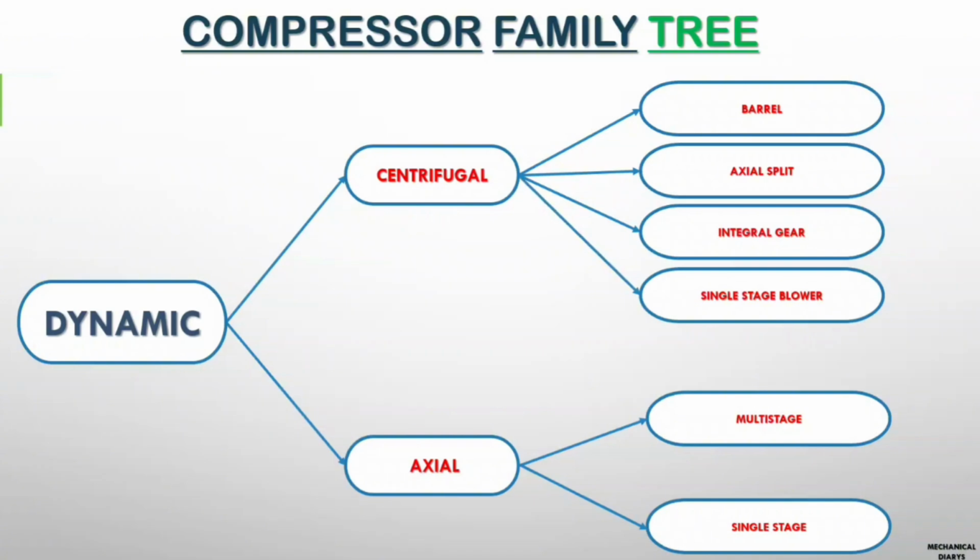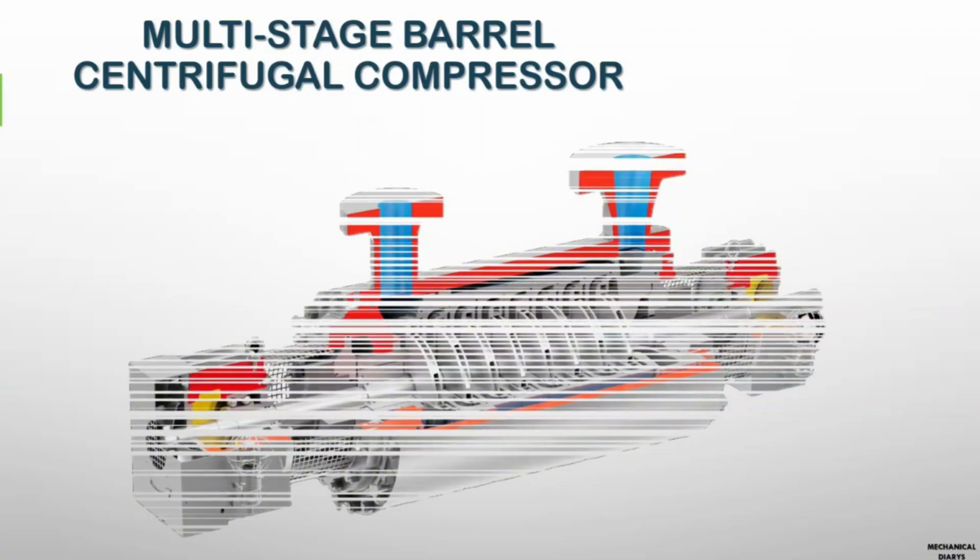Next, we'll move to the axial type compressor. There are only two types of axial compressor: one is single stage, and the other is multi-stage. I hope now everybody knows the family tree of dynamic compressors.